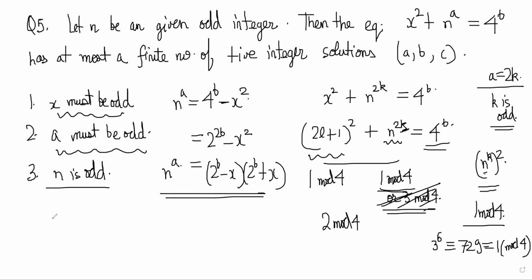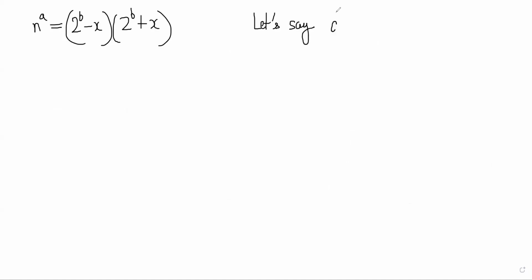So we are getting n^a is the product of these two numbers. Now we'll analyze this a little bit. n^a is equal to (2^b − x)(2^b + x). Let's say that d is the GCD of 2^b − x and 2^b + x. d is the HCF or GCD of this.